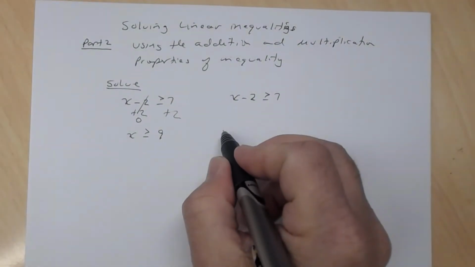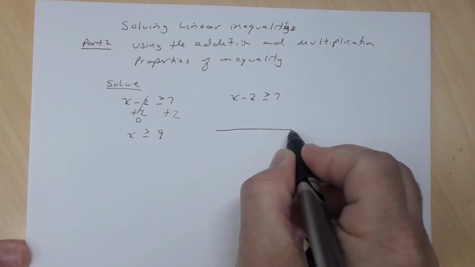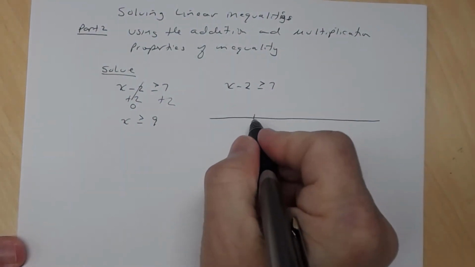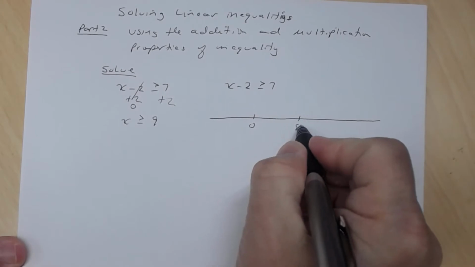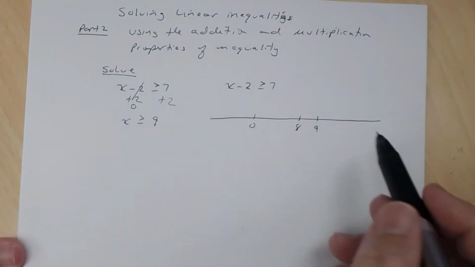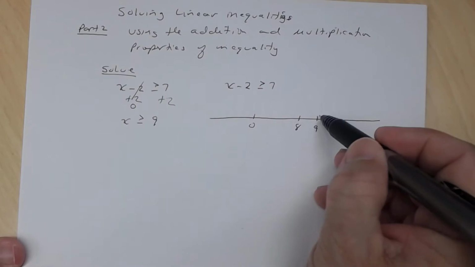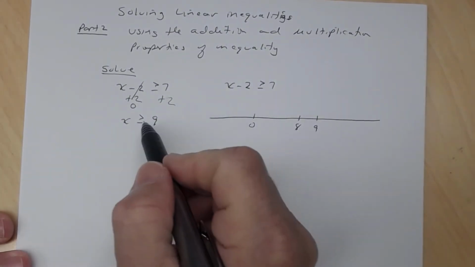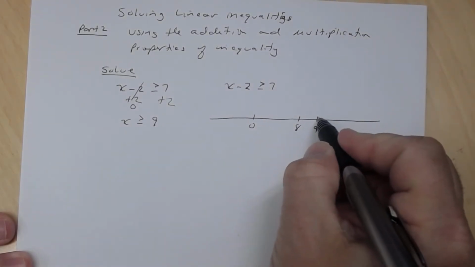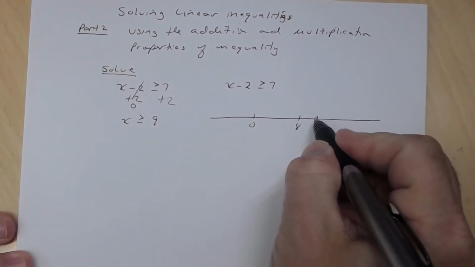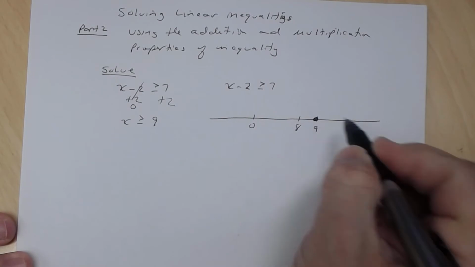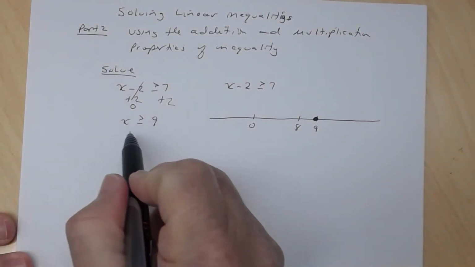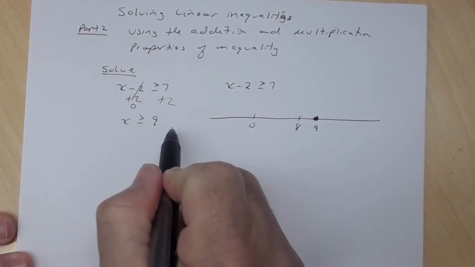Now to graph this, you're going to use what you learned in the previous lesson. So to graph this, if this is 0, and this is 8, and this is 9, you're going to put a, now remember you could use a closed circle or a bracket here, since this is an equal sign. So if you use a closed circle, you're going to put a closed circle on the 9, because you can include the 9, and you want to shade in all the solutions. So you're graphing the solution set.